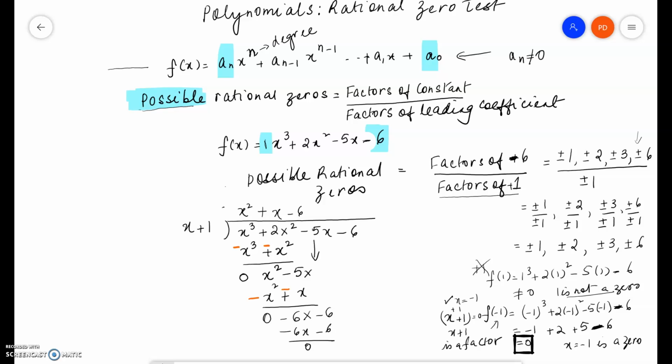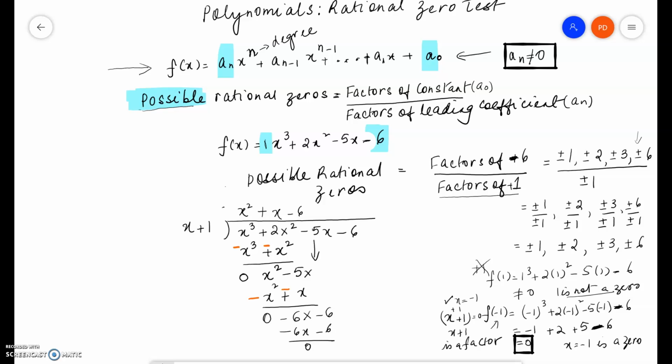So here is a polynomial, the general form: f of x equals a n x to the n plus a n minus 1 x to the n minus 1, and so on, plus a 1 x plus a 0. Let's assume that the leading coefficient a n is not equal to 0, which makes it an nth degree polynomial. The possible rational zeros of this, according to the rational zero theorem, are the factors of the constant term, which is a 0, divided by the factors of the leading coefficient, which is a n.